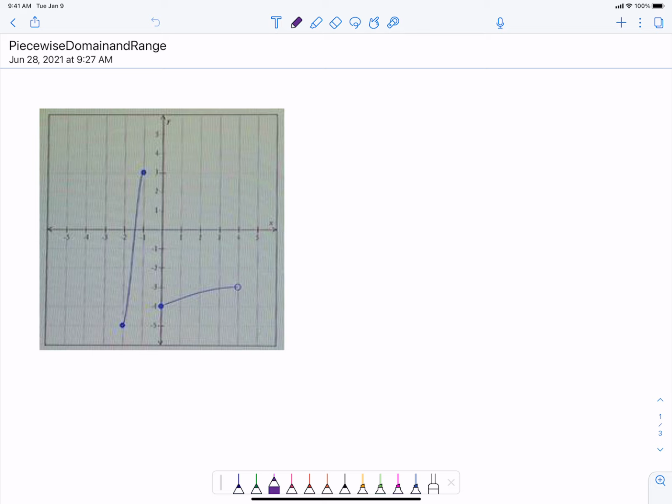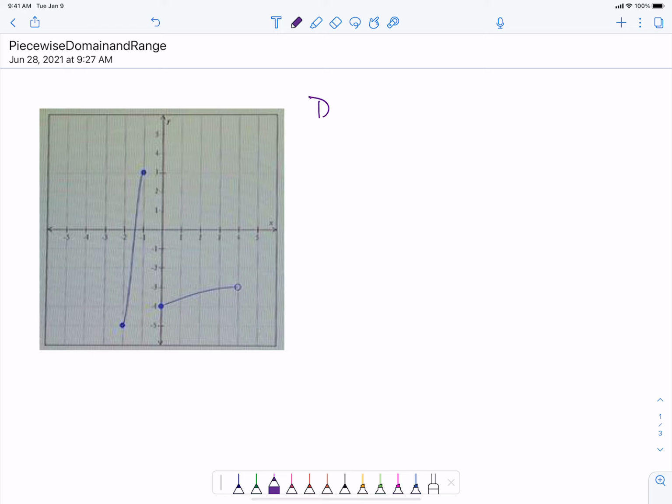So this is a great question about the domain and range of piecewise functions. I tried to take a not so great picture of the question that was posted in the actual question on the discussion board. And I also have another example down here at the bottom.